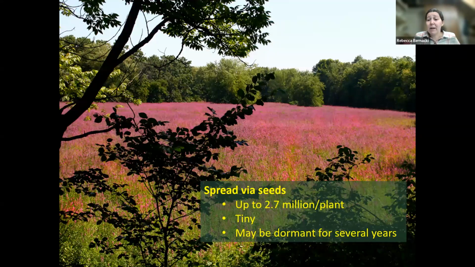The species is really spread via seed. So Ryan put some great information in chat about garlic mustard and how we don't want to manage that species when it's in seed. The same is true of purple loosestrife. Hint, hint, nudge, nudge for those of you taking the quiz. A single purple loosestrife plant can produce up to 2.7 million seeds. These seeds are very tiny, as you can imagine, for one plant to make so many of them. And just like garlic mustard, they can remain dormant in the soil for several years.